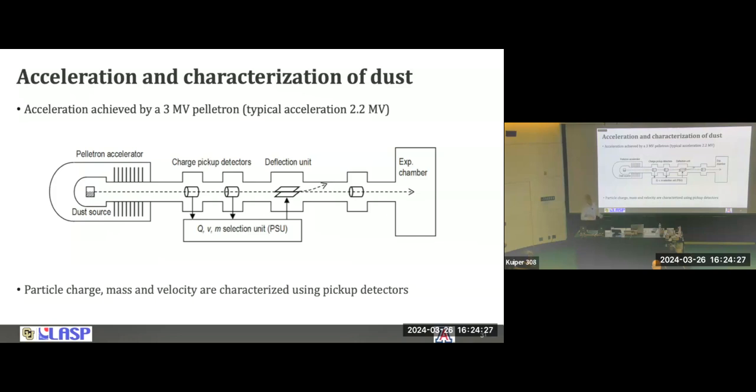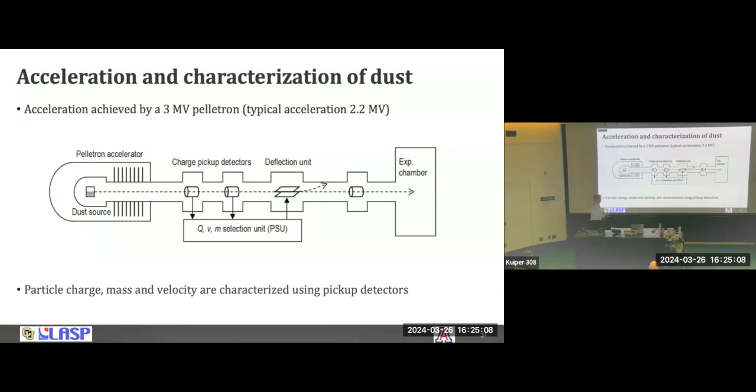And then, of course, we need to figure out what it is we're looking at. So we need to characterize the dust in terms of its charge, its mass, and its velocity, and that's done by these charge pickup detectors. When a charged dust particle flies through a pickup detector, it creates an image charge, and from that image charge, you can figure out the charge of your particle. From the moment it enters and the moment it exits, you can already get the velocity, which is then refined by measuring it again. Those two detectors are at a certain distance, so you can figure out the velocity of your particle. And based on that, you can also calculate the mass of your particle.